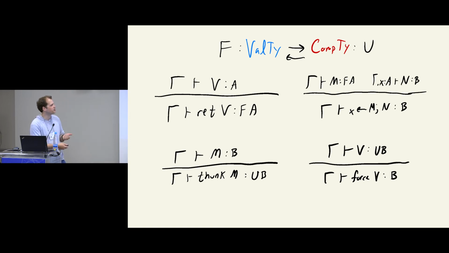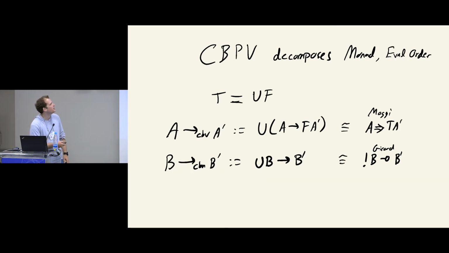Okay, and the closure type is actually very simple. It says if I have a computation of type B, then I can sort of reify that as a first class value, a thunk that can be passed around. And if I have a value that's a closure, then I can run it, right, to get that computation out. And in this way, we can use call by push value to decompose the monad into two pieces. So T can be defined then as U composed with F.